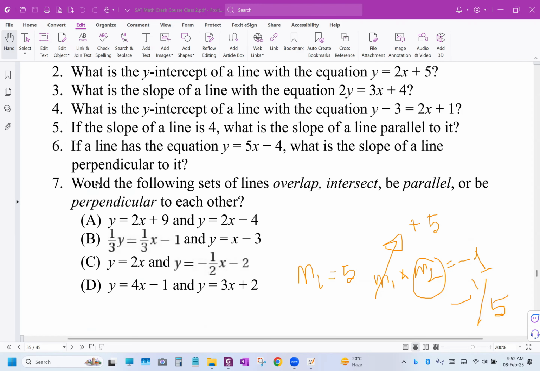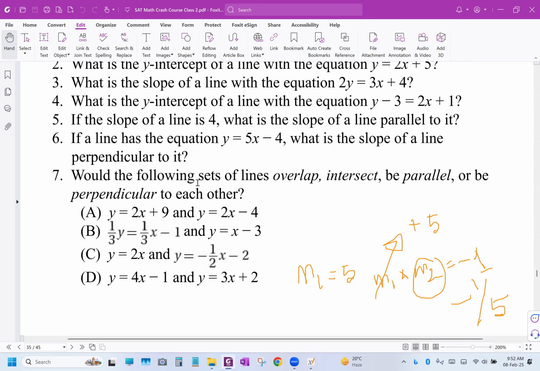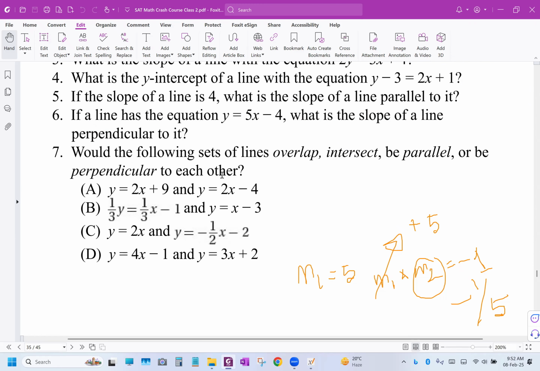Okay, would the following sets of lines overlap, intersect, be parallel, or be perpendicular to each other? Do you understand this problem or not? Yes. This is an amazing problem. Now you tell me the solution. Now you tell me the guidelines, and I will do as you are telling.